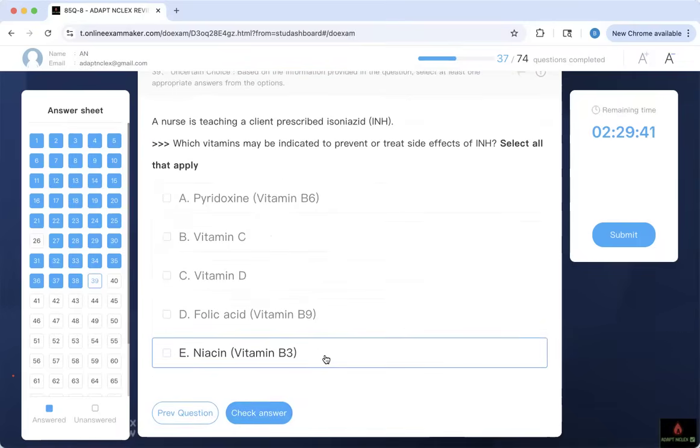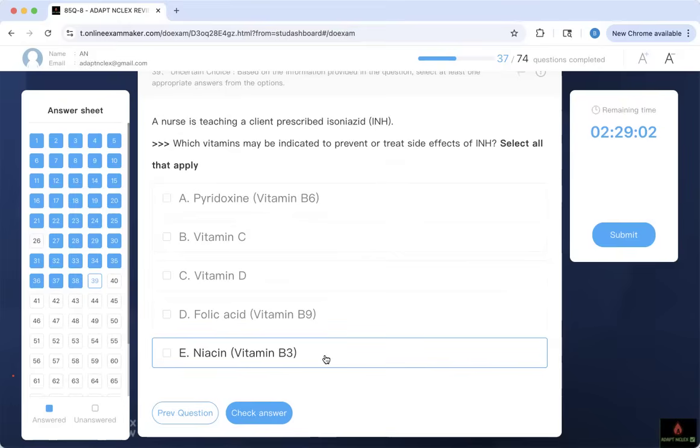And this is teaching a client prescribed INH, which vitamin may be indicated to prevent and treat the side effect of that. The side effect of INH is what? Peripheral neuropathy. Based on what I've told you, pick an answer choice that can treat peripheral neuropathy. Pharmacology is designed to be straightforward. If you overthink it, you get into trouble. That's why I'm just going straight to the point. I give you the concept. I'm not going to explain it so as to complicate things. Take the concept, use it to answer the question.